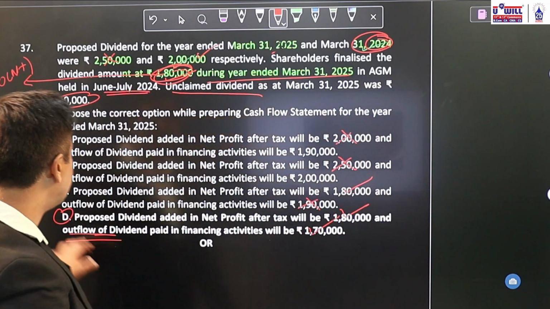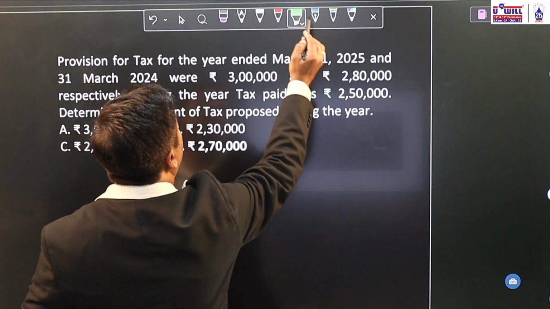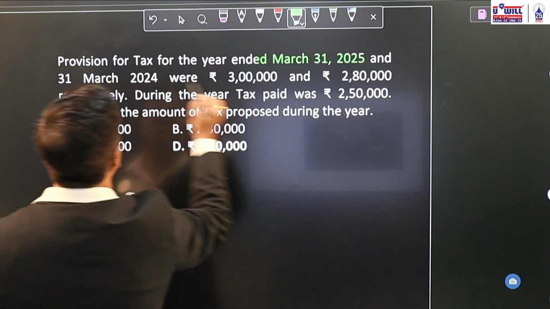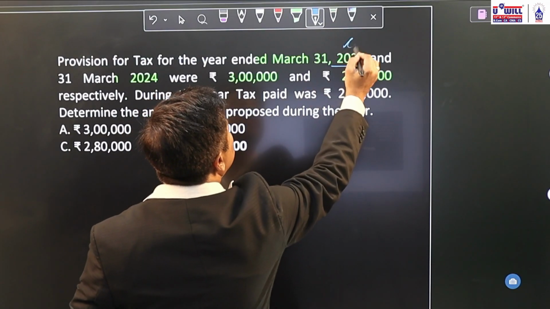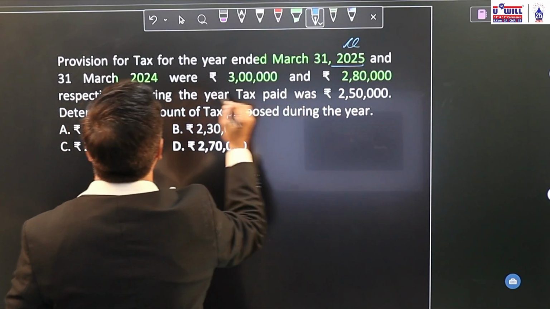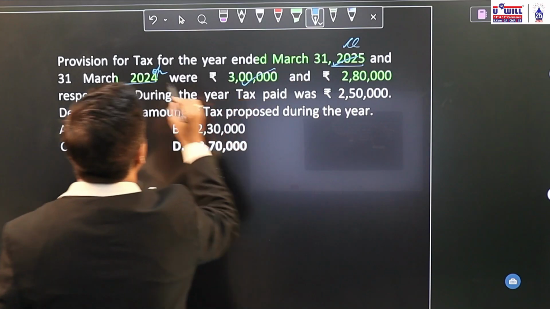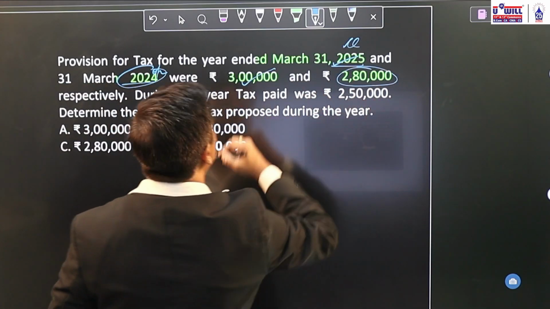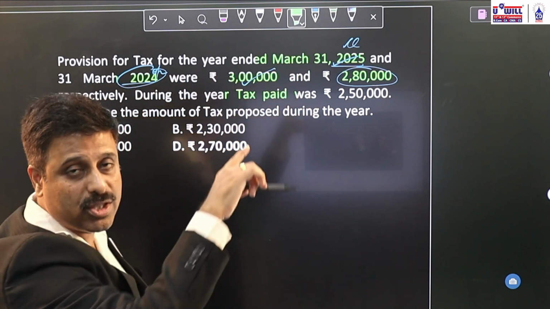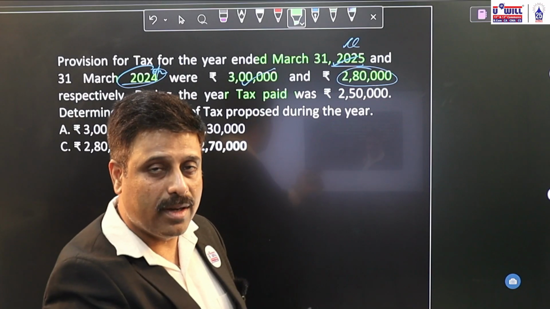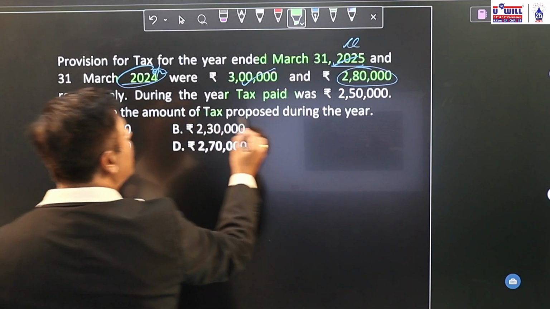Okay, so this is a nice question. In the option, what is asked? Provision for tax for the year ended 31st March 25 is 3 lakhs, and for 24 it is 2 lakh 80. So 25 is closing and 24 is opening. 25, 3 lakhs is closing. 24, 2 lakh 80 is opening. During the year, tax paid. Now opposite. Earlier, in the question we just solved, provision for tax was given and we found the tax paid. Now tax paid is given, and we have to find the proposed amount.